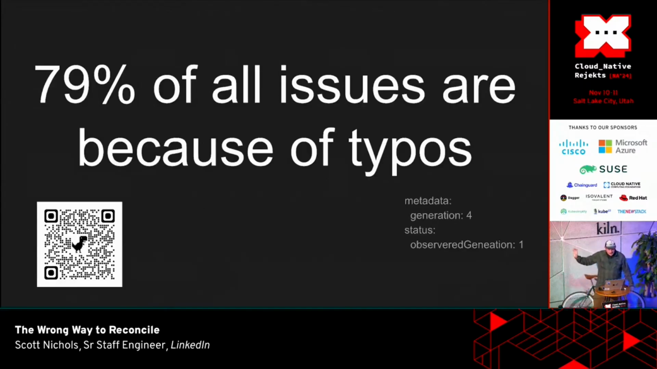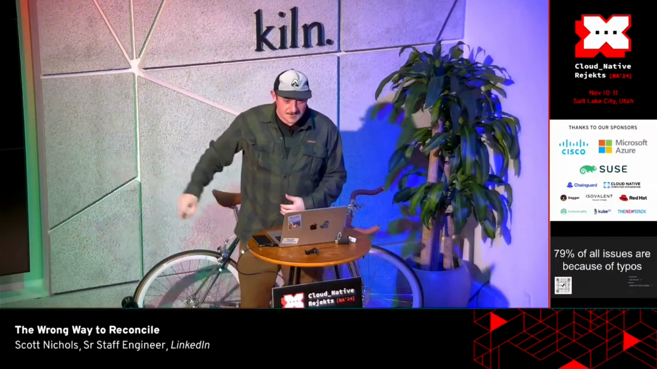Do me a favor. In doing preparation for this, I did a bunch of research, and it turns out that 79% of all issues in Kubernetes are because of typos. Yeah. And I have a whole list of other facts. You should scan this code. Scan the code.